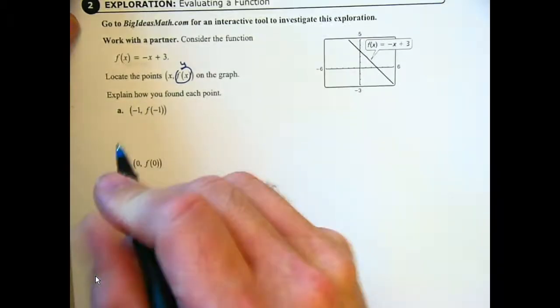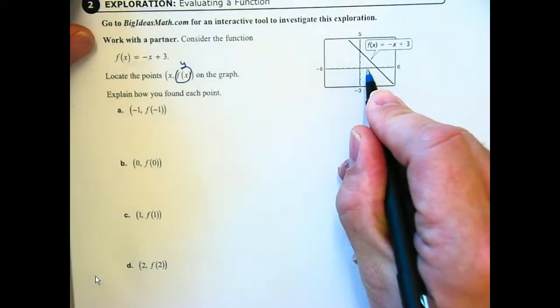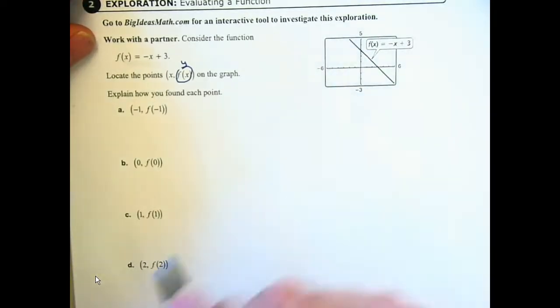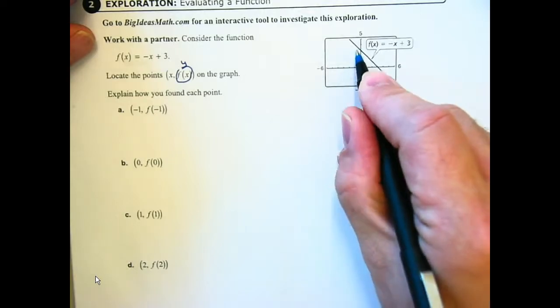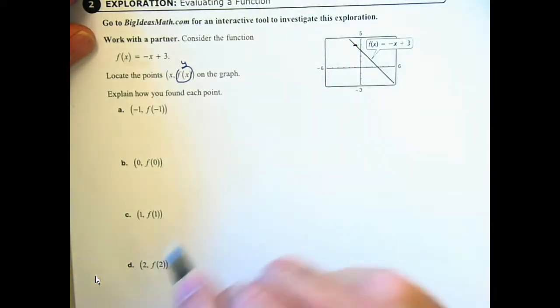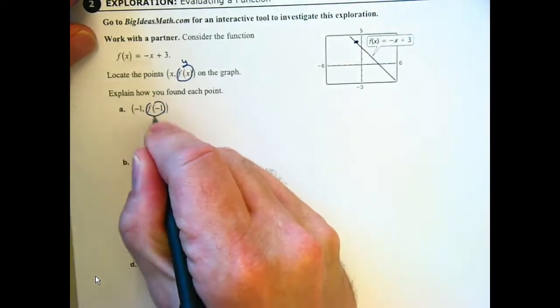Well, this means negative 1 and f of negative 1. If I go over here to negative 1 and then find f of negative 1, well, that means... Yes, negative 1's over here. Thank you. Okay. And then f of negative 1 is where it hits the graph. So what's the value of f of negative 1? It's 4. So this thing equals 4.